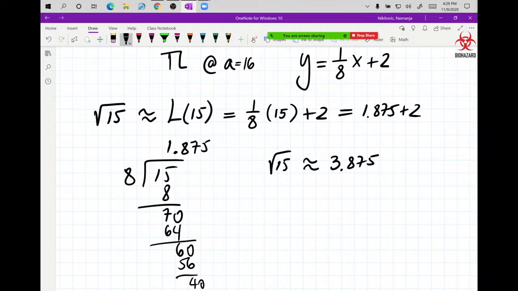So we were able to compute this. Now I'm going to punch the square root of 15 into a calculator, and the calculator value for square root of 15 is approximately 3.87298. I'm like, really? The third decimal is a problem, right?